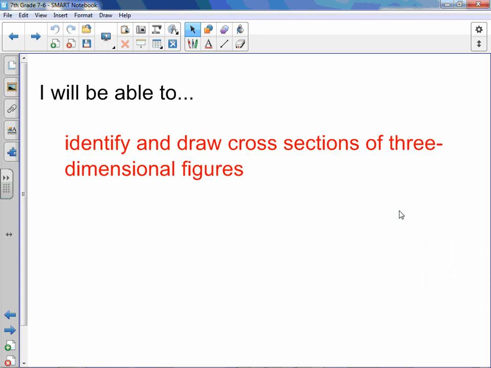Chapter 7, Lesson 6, Cross-sections. You will be able to identify and draw cross-sections of three-dimensional figures.